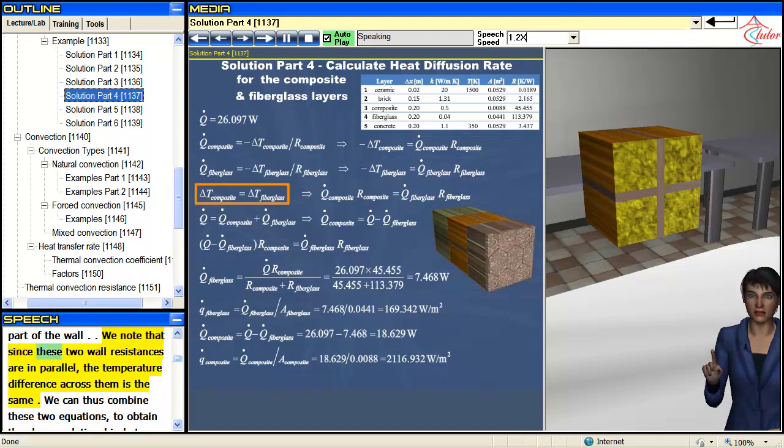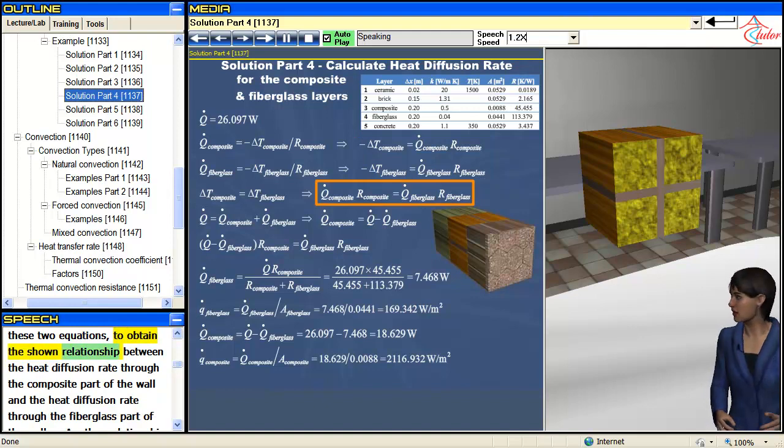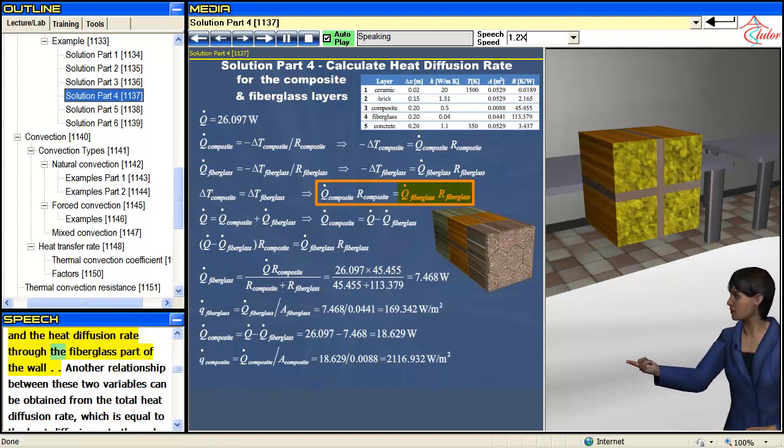We note that since these two wall resistances are in parallel, the temperature difference across them is the same. We can thus combine these two equations to obtain the shown relationship between the heat diffusion rate through the composite part of the wall and the heat diffusion rate through the fiberglass part of the wall.